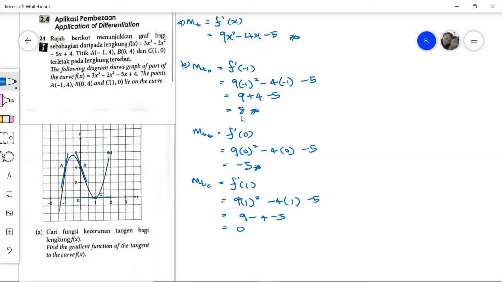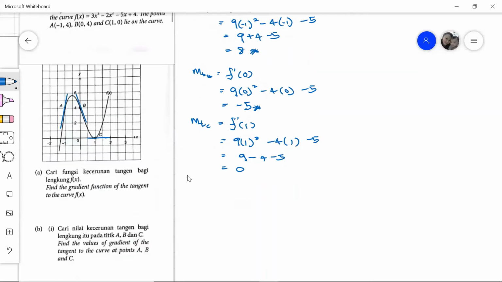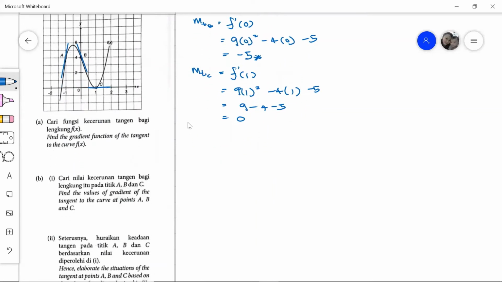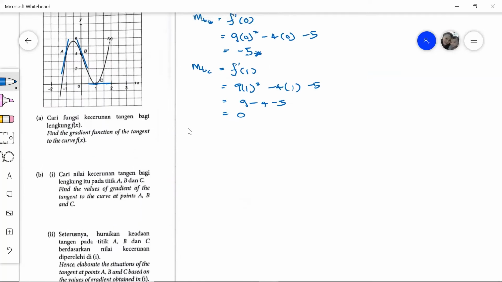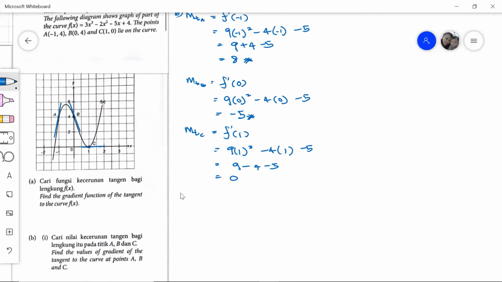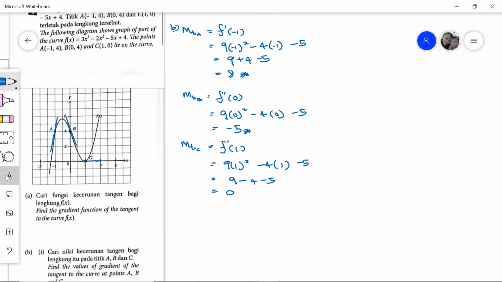Based on the gradient values we found, 8, -5, and 0, we compare with the tangents I just drew, and it is very obvious. The tangent that passes through A is going uphill, so the gradient is positive. This one is going downhill, so the gradient is negative. And because this is a horizontal line, there is no slope, therefore the gradient is 0. That leads us to part 2. Elaborate the situations of the tangent at points A, B, C based on the values obtained in part 1. Like I mentioned just now, this time we put it down in words.